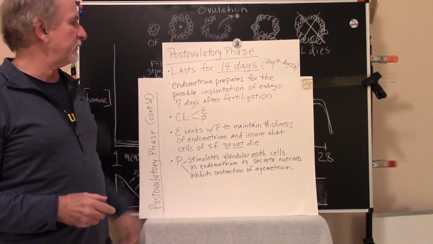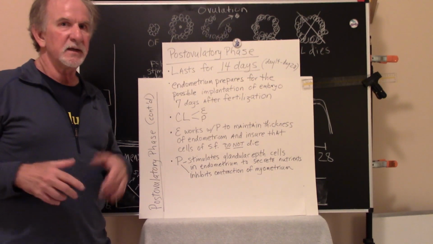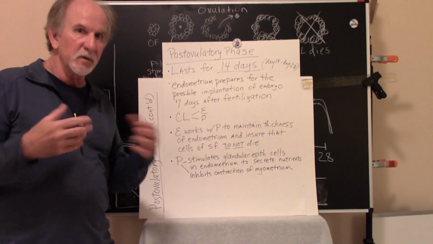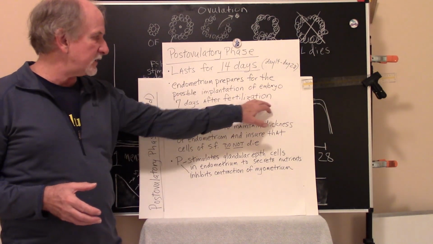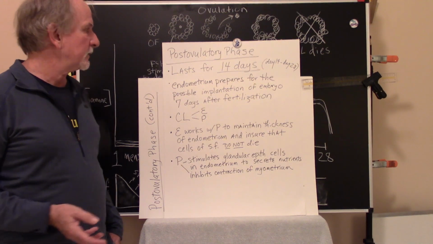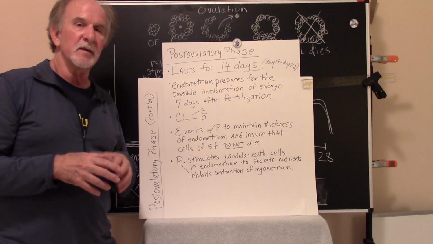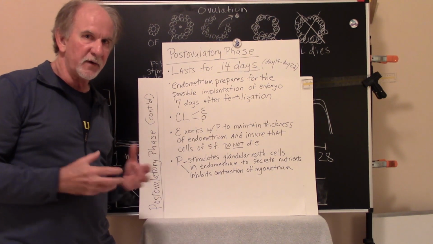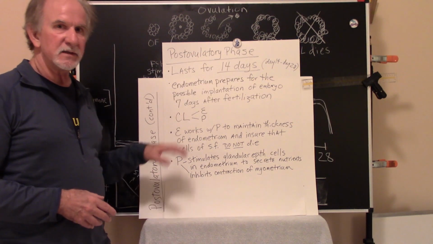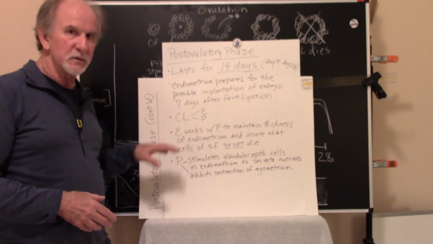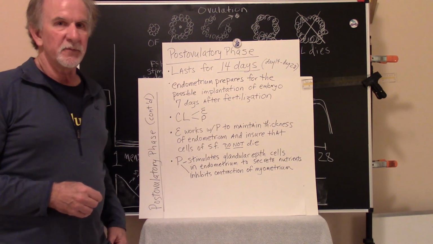But during the post-ovulatory phase, the endometrium has to prepare for the possibility an embryo formed and will implant. And the embryo implants around 7 days after fertilization. Now during the post-ovulatory phase, let me just back up. During the pre-ovulatory phase, it's the ovarian follicle that's active, secreting estrogen. And during the post-ovulatory phase, the active ovarian structure is the corpus luteum, secreting not only estrogen, but for the first time, progesterone as well.